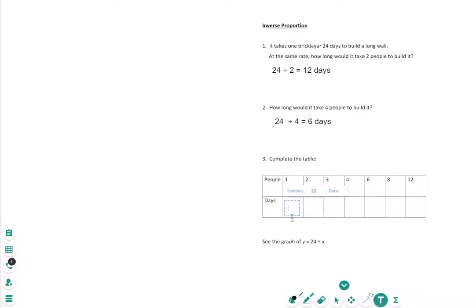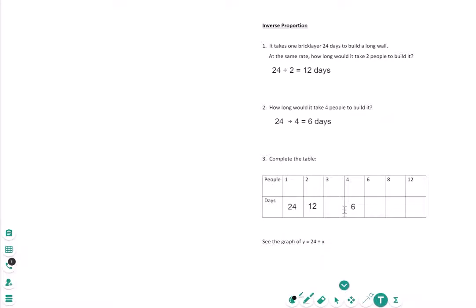Complete the table. Well, we know it takes 24 days for one person, and for 2 people it takes 12, and we know that for 4 people it takes 6, and if I try and use an equation, here at the bottom I've got y equals 24 divided by x.